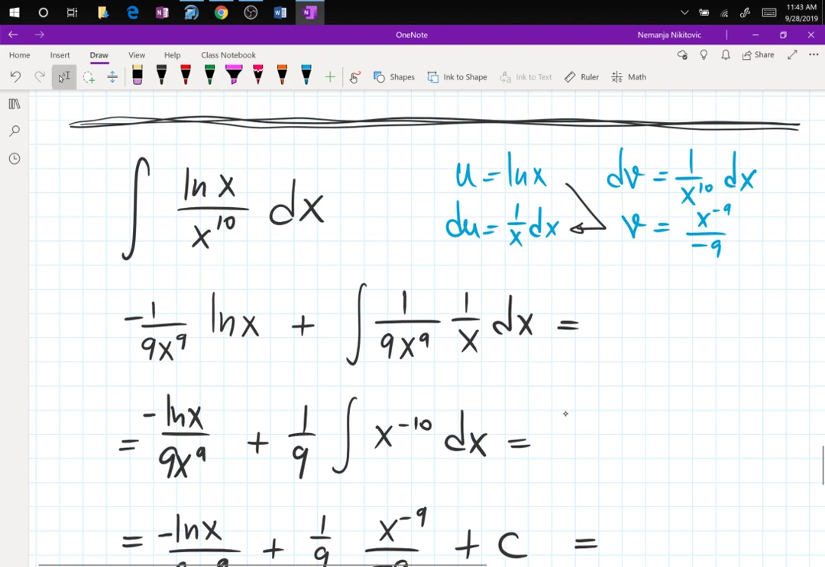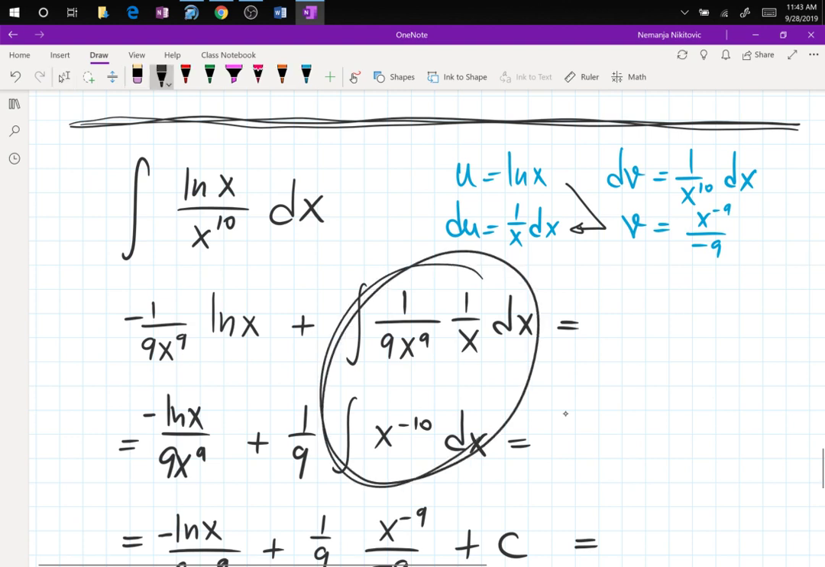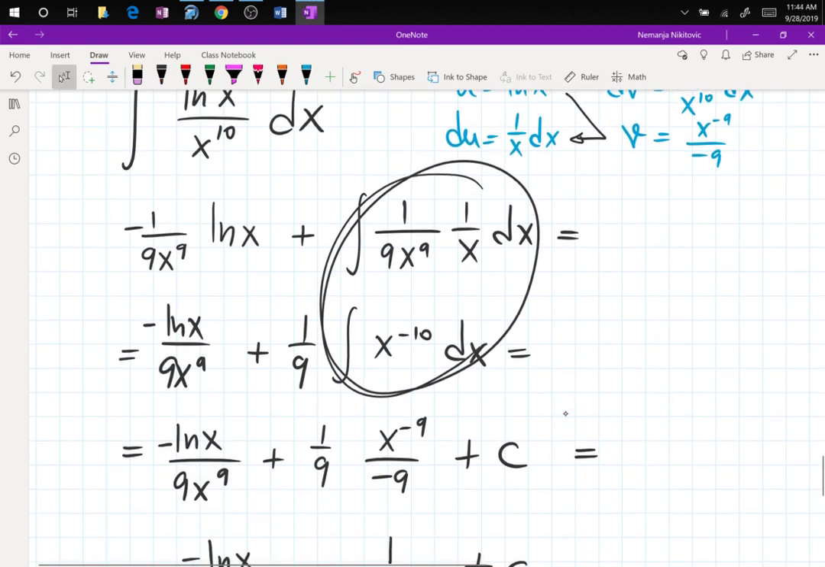When you integrate 1 over x to the 10, it becomes 1 over x to the 9, because it goes plus 1 in the power. Minus 10 plus 1 is minus 9. But then it's times 1/x, which would bring it back to x to the 10. And then I still have to integrate, as you can see. Jesus Christ. All right, thank you.